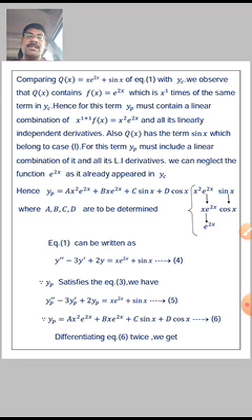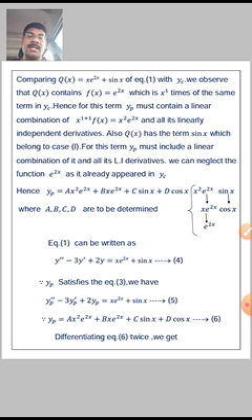Hence for this term yp must contain the linear combination of x power 1 plus 1, f of x is equal to x square e power 2x, and all its linearly independent derivatives. Also q of x has a term sin x which belongs to case 1. For this term yp must include a linear combination of all its linearly independent derivatives. We can neglect the function e power 2x as it already appeared in yc. Hence yp is equal to ax square e power 2x plus bx e power 2x plus c sin x plus d cos x. Therefore a, b, c, d are to be determined.